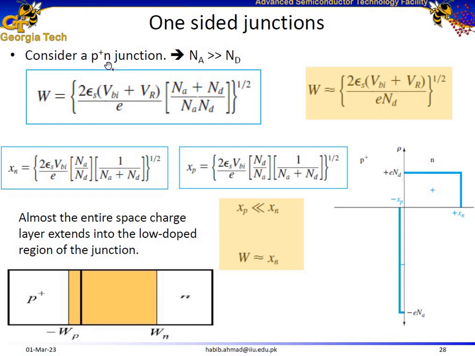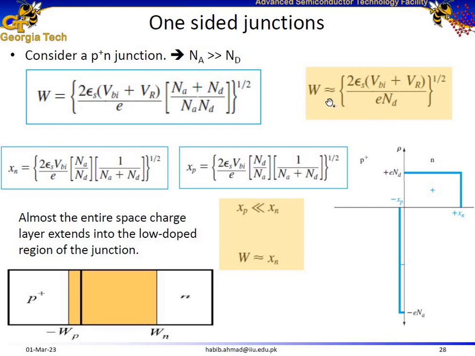A P plus N junction means that the N-type region is lightly doped and the P-type region is heavily doped. And here is an equation for calculating the depletion width of a P-N junction. In this equation, since it's a P plus junction, the acceptor doping is much higher as compared to the donor doping. So we can say NA is much greater than ND, so we can just replace NA plus ND with NA. NA and NA cancel out, so we got this form.